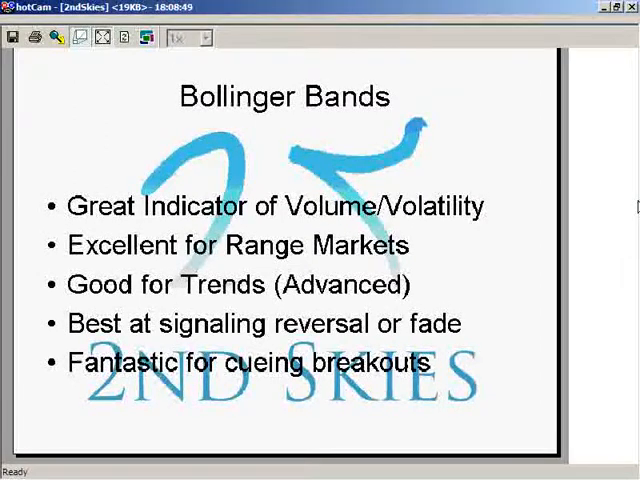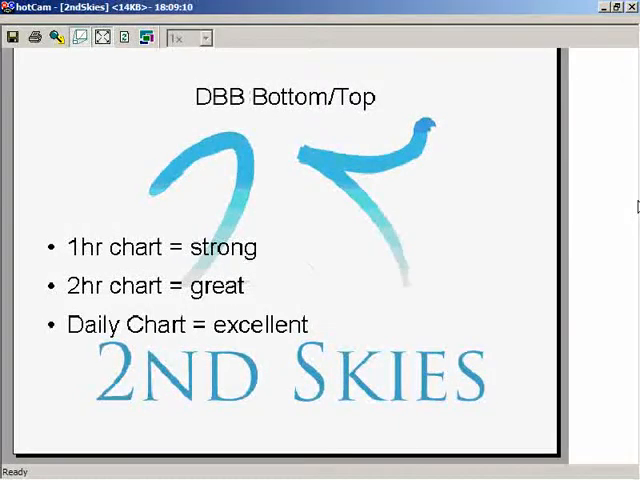Great for signaling reversals or fades. And they are probably by and large the best indicator for determining when massive breakouts are going to happen. There really isn't a better indicator out there that can show you in such a clear visual way when we are going to have a huge, huge breakout in a pair. And so that's what we use them for.